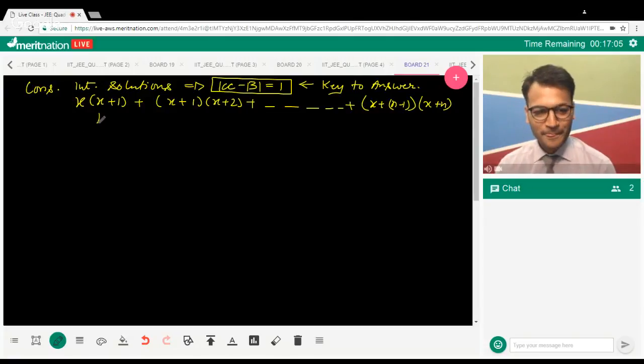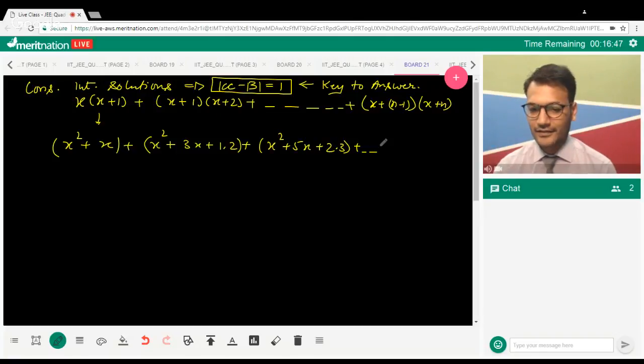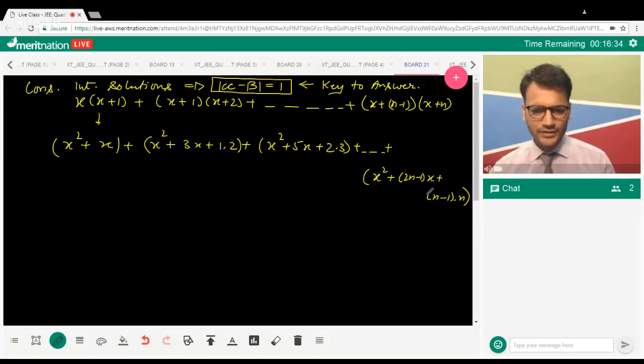So let's have a look. Over here, if I expand this, it'll be x square plus x. The next bracket is x square plus 3x plus 1 times 2. The next term, x square plus 5x plus 2 times 3, right? And this will go on up till x square plus 2n minus 1 times x plus n minus 1 into n. I hope this is particularly clear to all of us. This is what the equation was, and this will be equal to 10n.